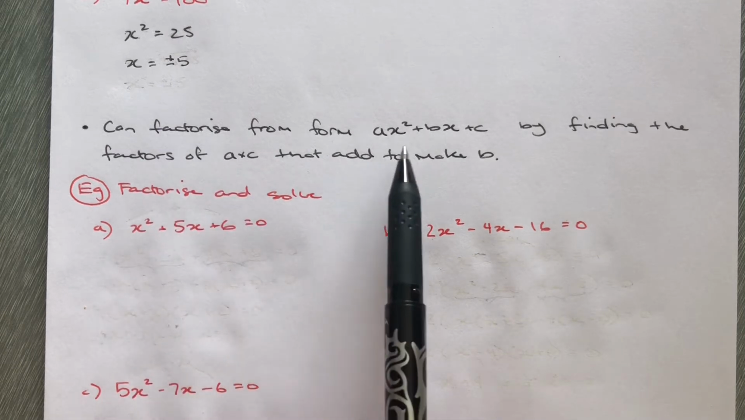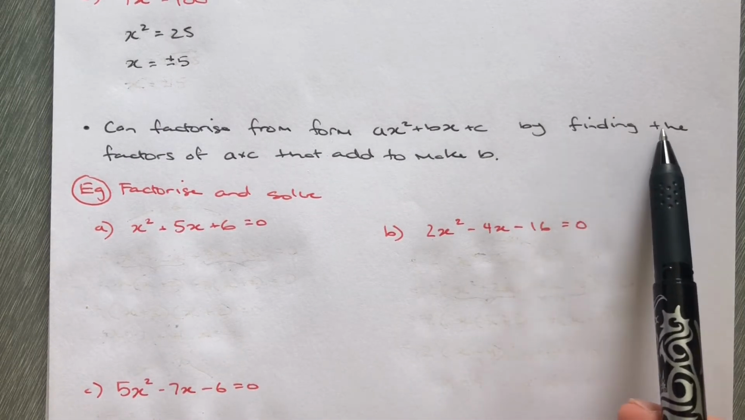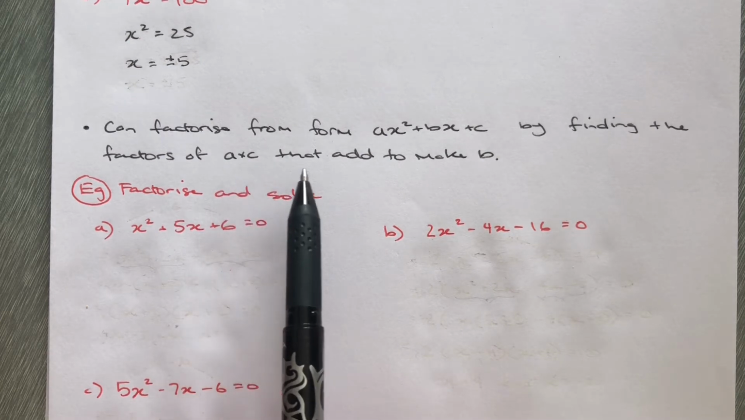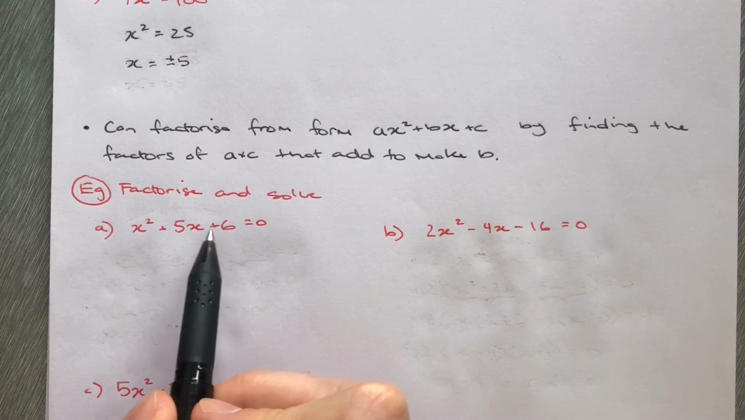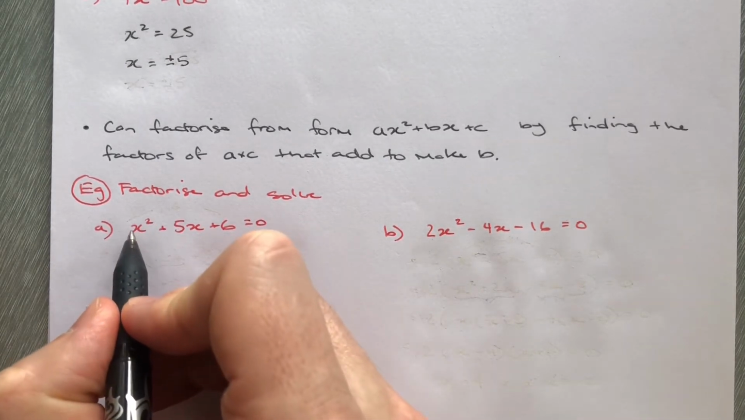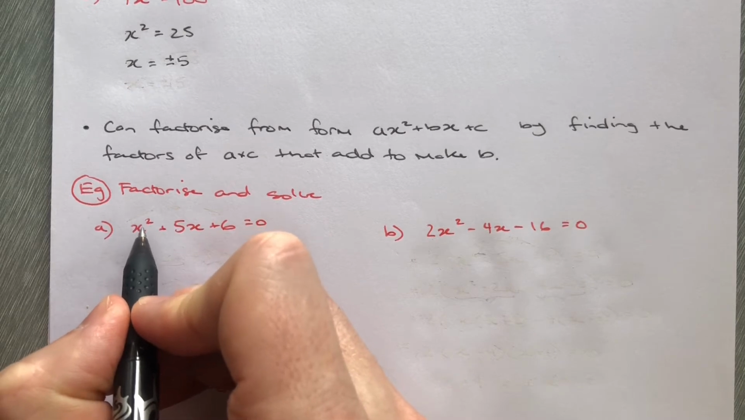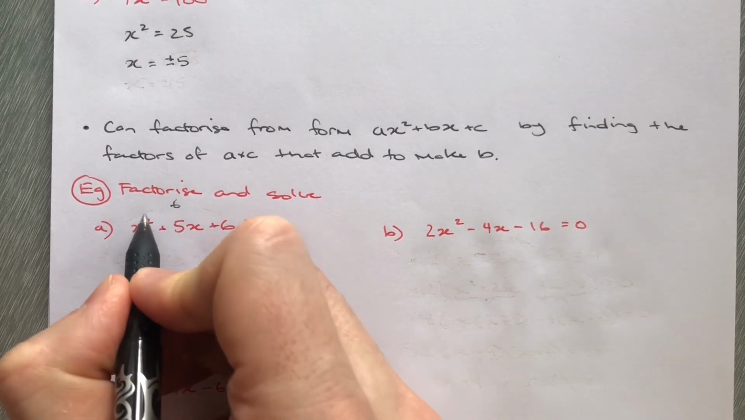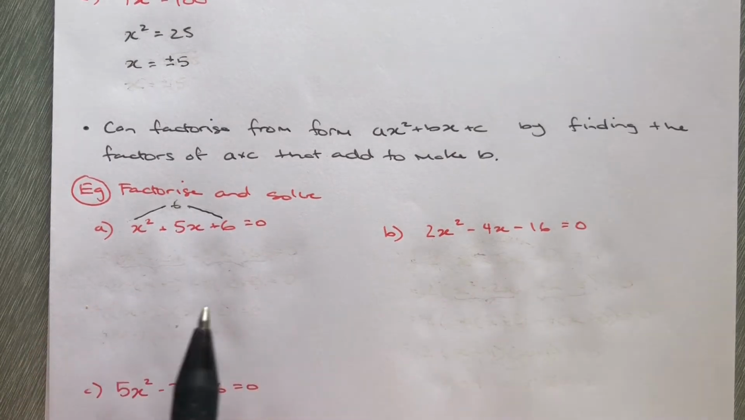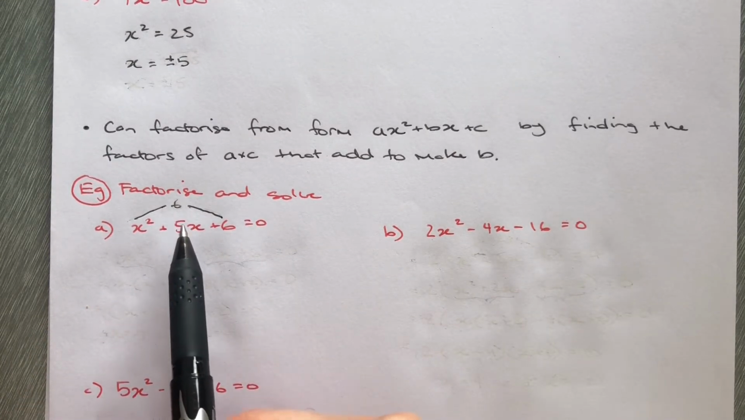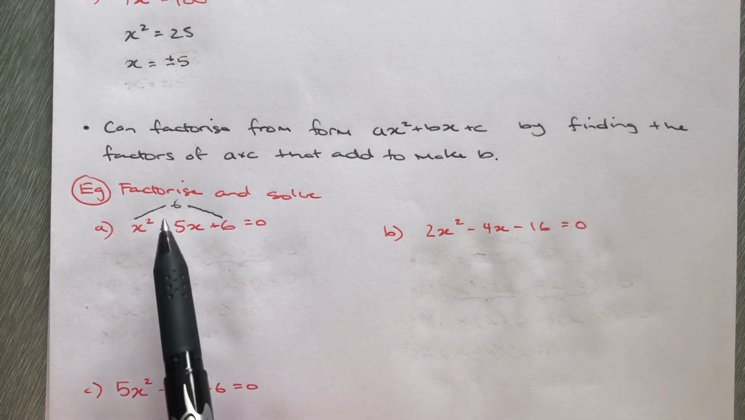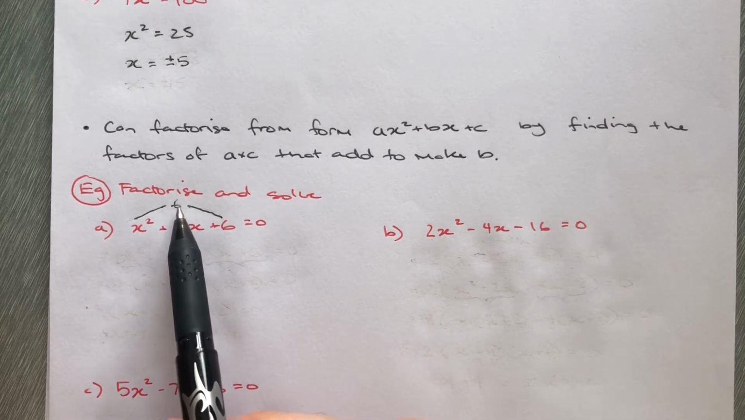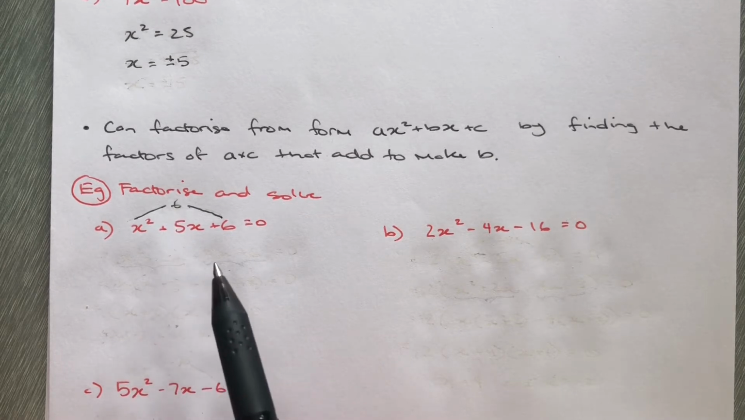Now to factorize these ones, it's slightly different, or we can do it in a different way. We can factorize them when they're in this form by finding the factors of A times C that add to make B. So what I like to do is write down what A times C is up the top. So 1 times 6 is 6. I need the factors of 6 that add to make 5. Now 1 times 6, they're factors of 6, but they add to make 7, so that's not what we want. 2 times 3, they make 6, so they're factors of 6. 2 plus 3 is 5, so that's what we're after.